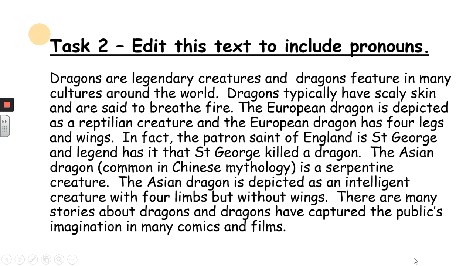We're just going to read it through, and then we're going to edit the text to include pronouns. Before we go on to that, make sure that you completely understand what a pronoun is and a noun. So a pronoun takes the place of a noun to avoid repetition. And we do it all the time when we talk. We do it all the time. So we should be good at it.